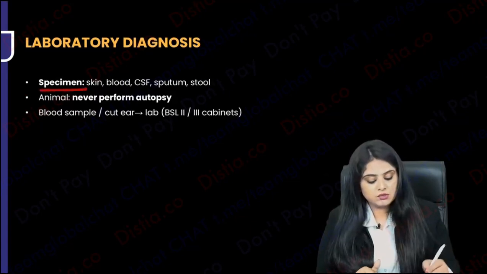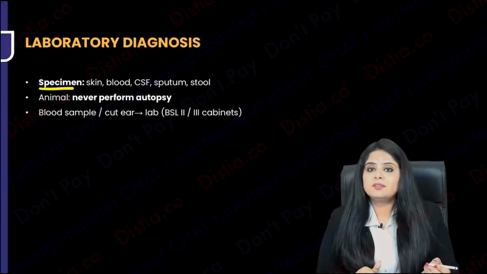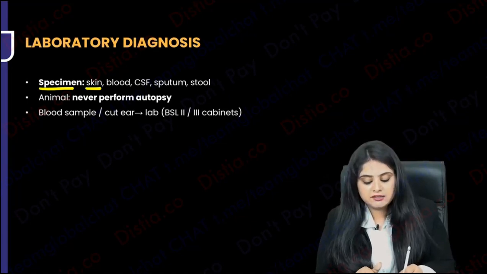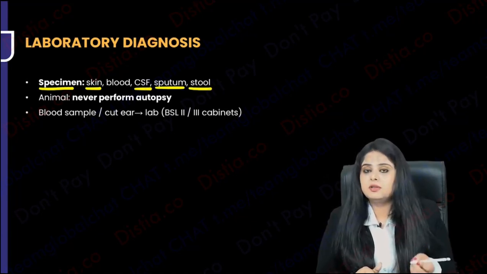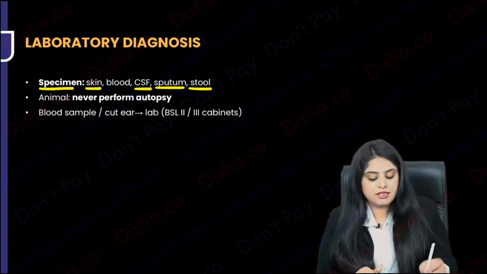When I say lab diagnosis, what specimen will you take? It is very obvious that it depends on the kind of disease. If the person has cutaneous anthrax, intestinal anthrax, or pulmonary anthrax, or maybe CNS involvement, the sample will depend on the type of anthrax.